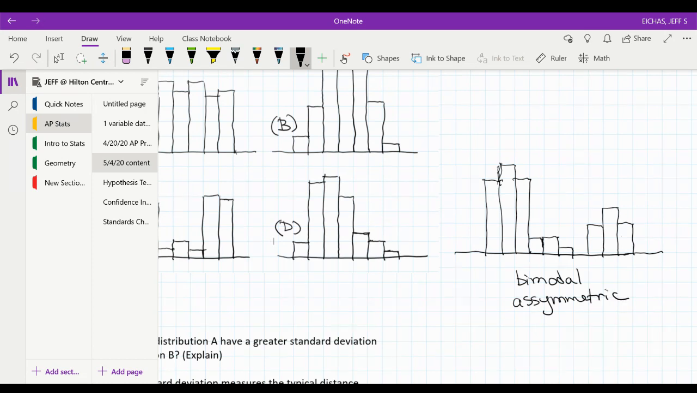Okay, so this was bimodal and symmetric because it's approximately the same on both sides. And then D is supposed to be skewed right. All right, so now on to some of the other questions.